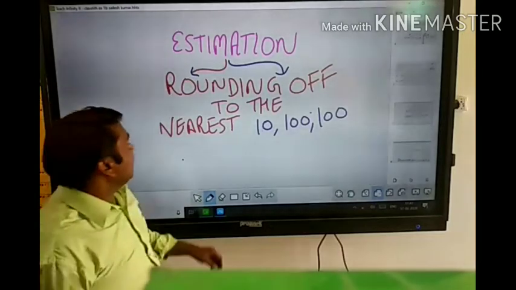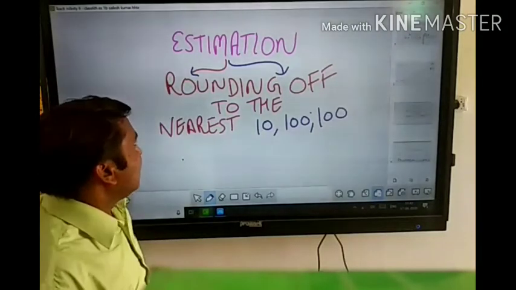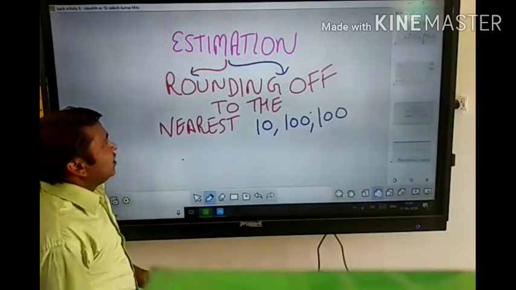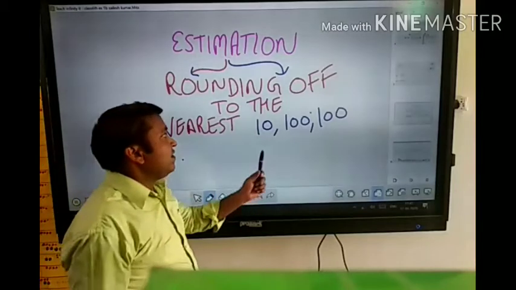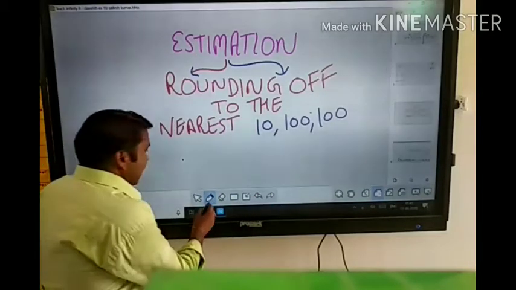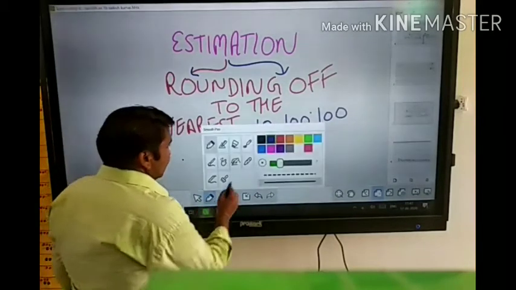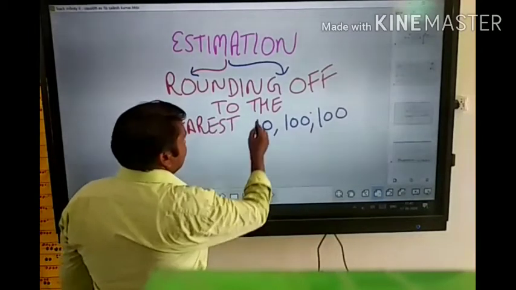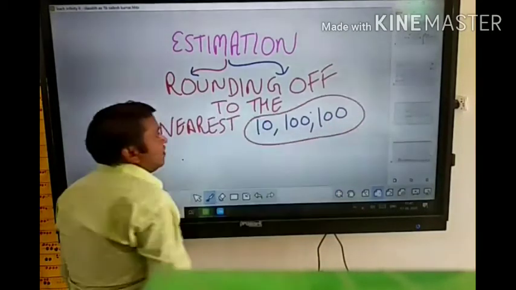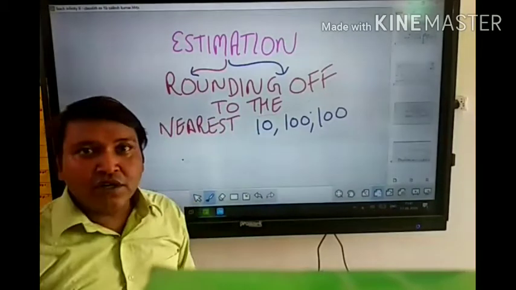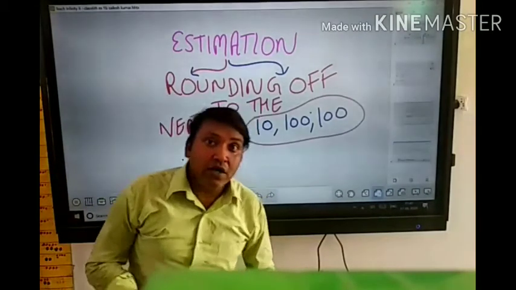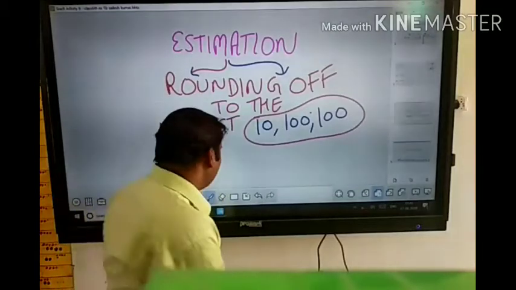So you will see our topic of discussion is estimation. The main point to learn the estimation is just to round off the numbers to the nearest 10, 100 and 1000. So firstly we are going to learn how to round off any number to the nearest 10, 100 or 1000. So let us start.